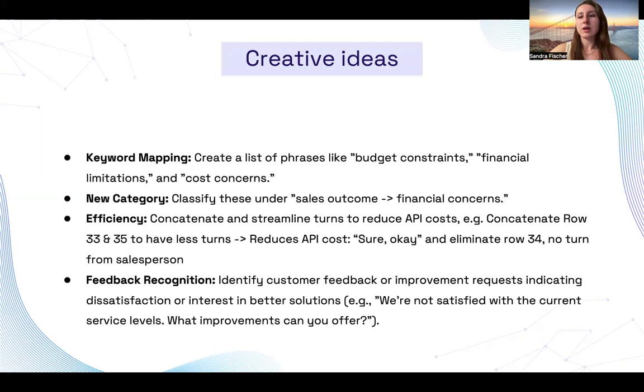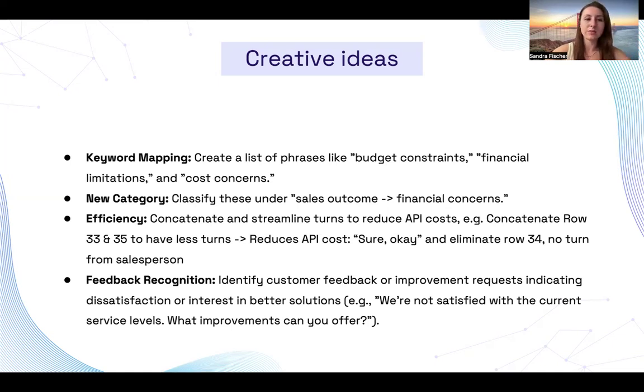So we would merge two rows or two turns together, make them one row, so that it reduces the API costs. For example, rows 33 and 35, we merge them into one row, which just says "sure, okay", instead of "sure" and then "okay". So we eliminate one row. And then we would also have the feedback recognition.